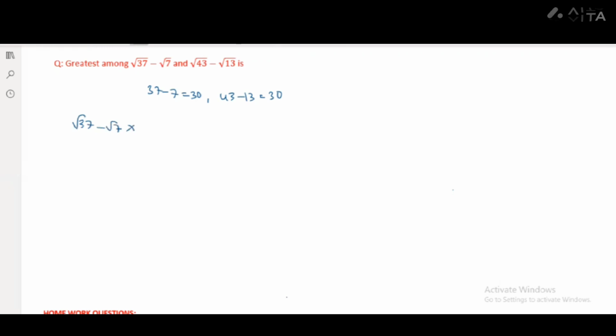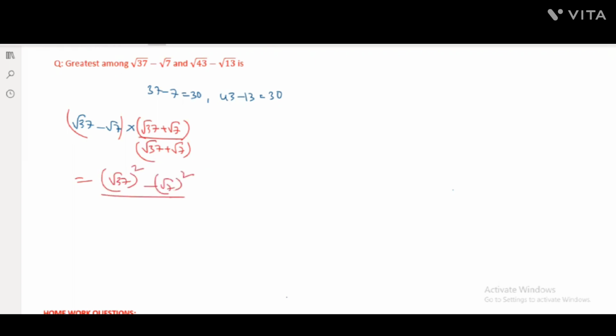So rationalization in the sense, by changing the sign, we can multiply and divide the same term here. So that will be root 37 plus root 7 divided by root 37 plus root 7. So this is called rationalization. So numerator will be a minus b into a plus b. So it will be a square minus b square divided by root 37 plus root 7. That means we will get here 37 minus 7 by root 37 plus root 7, which is equal to 30 by root 37 plus root 7.